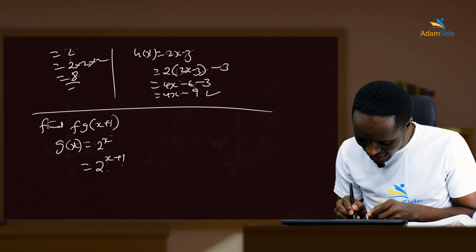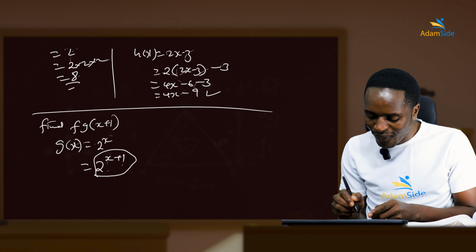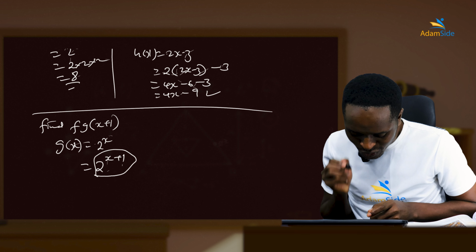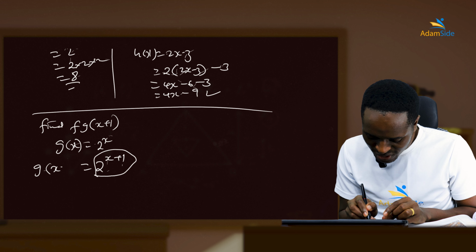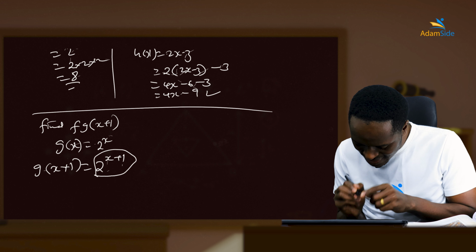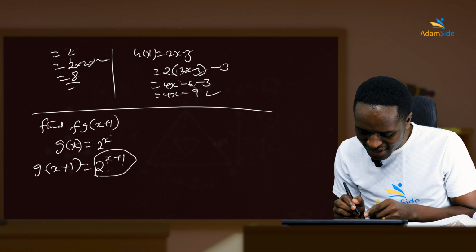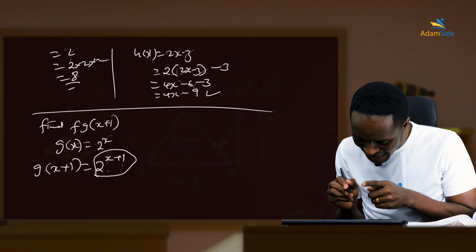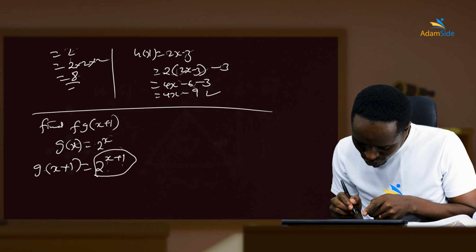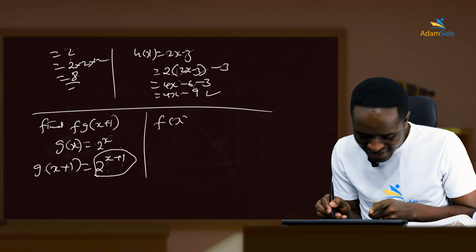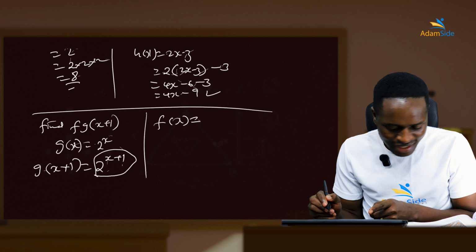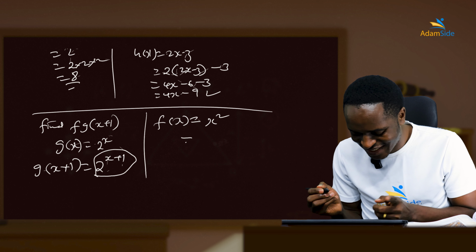This is now our output, because our input is g of x plus 1. So where there is x, you replace with that. So our answer is 2 power x plus 1. Then your output, use it as input in the second function f. And f of x is equal to x squared. I like this.